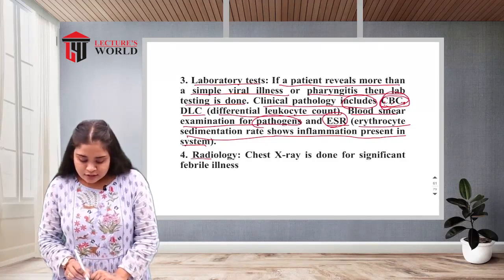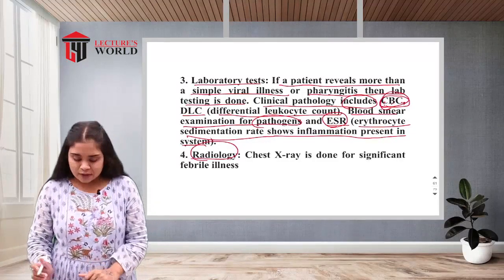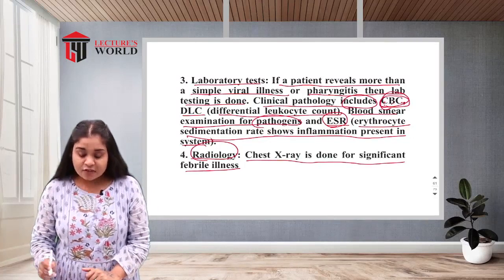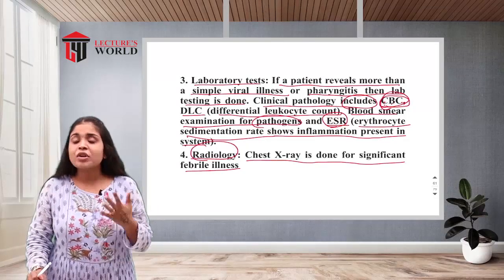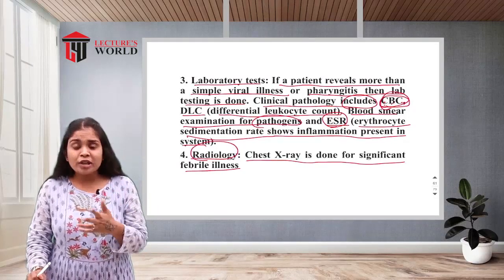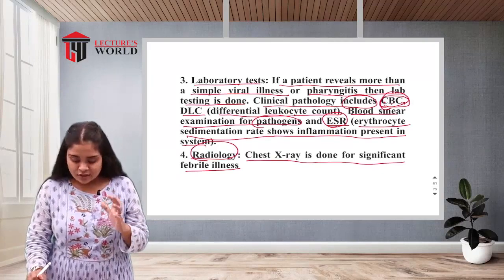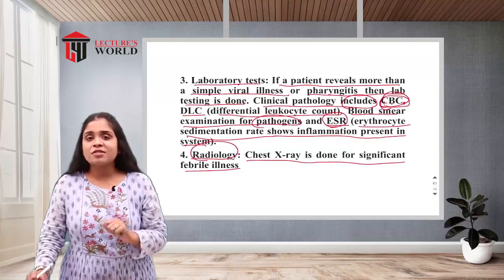Then the fourth one is radiology. Radiology contains most probably the X-ray. Chest X-ray is done for significant febrile illness. If the patient has a severe illness, if there is a history of TB, or if the patient has pneumonia, at that time you have to do the X-ray of the chest. Why? Because by that you will be able to understand how much the lungs are affected.